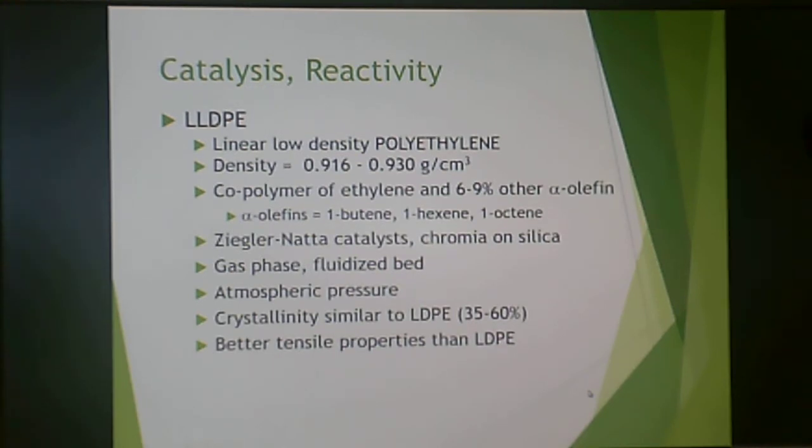Now, there were some applications in which a linear product was advantageous, but not one that crystallized as extensively as high-density polyethylene. So linear low-density polyethylene was developed. This has a similar density to regular low-density polyethylene, but it is linear. The chains themselves are long, they don't have branch points. What it actually is, is a copolymer of ethylene and 6 to 9% of some other alpha olefin. And these alpha olefins include 1-butene, 1-hexene, or 1-octene.